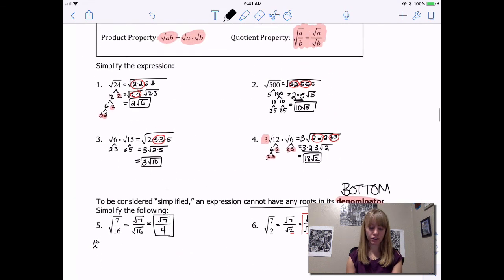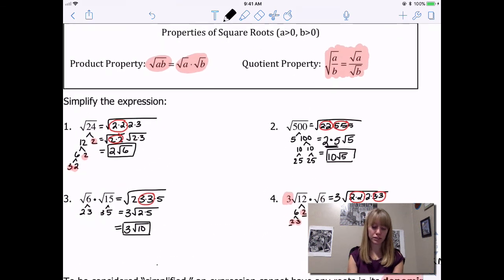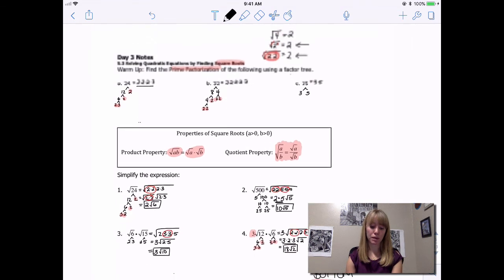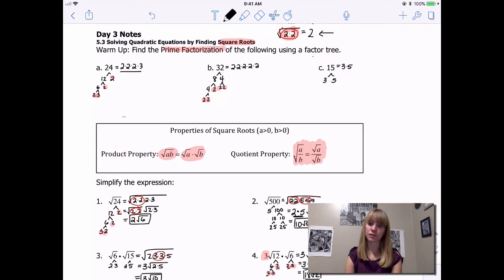So that's kind of what we got for our first video. Again, properties of square roots. You can split up products. You can split up quotients. In the next video, we're going to talk about how to solve problems that actually have square roots in them.